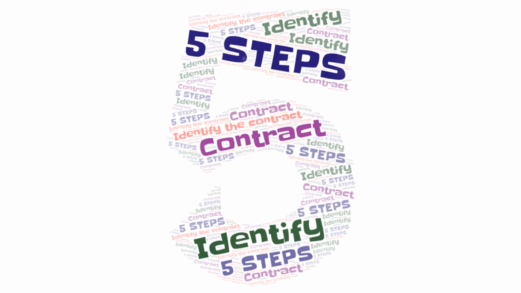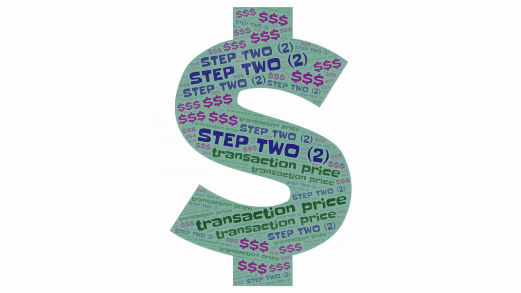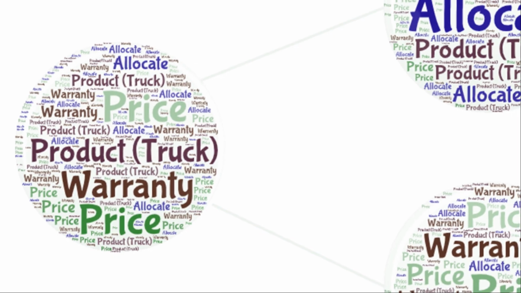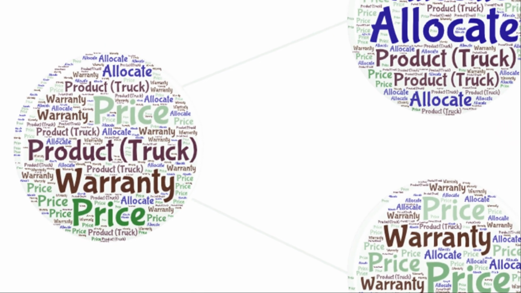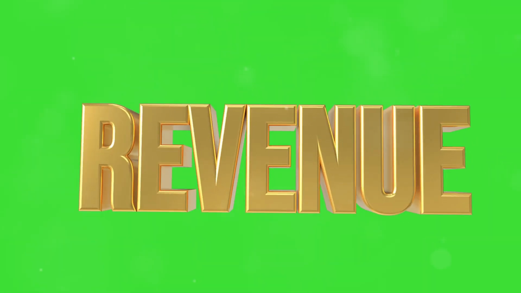IFRS revenue recognition, a 5-step process. Identify the contract. Nail down those performance obligations. Figure out your transaction price, allocate it accordingly, and finally recognize that revenue. It's all about understanding and applying these steps methodically.